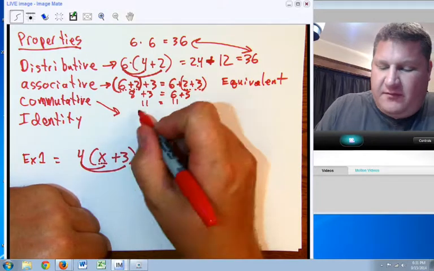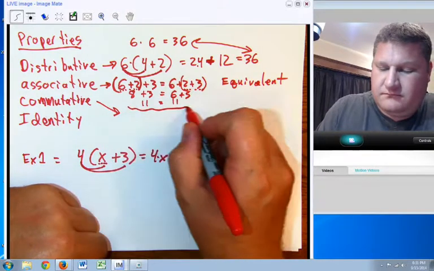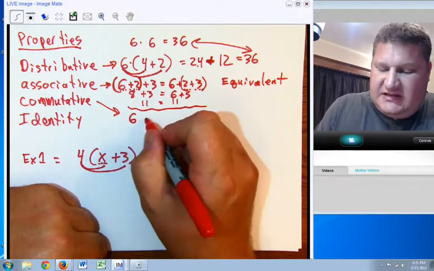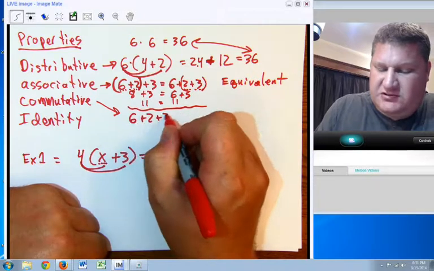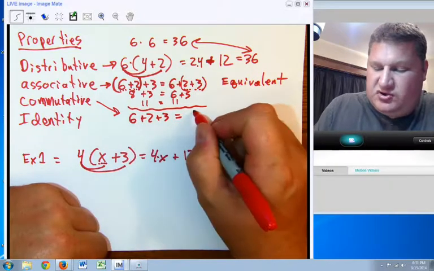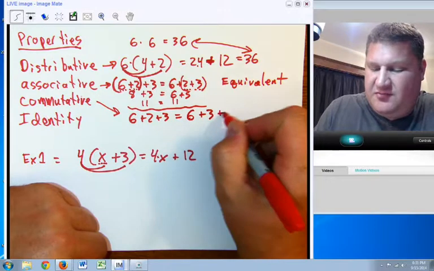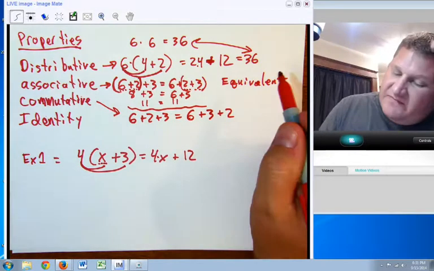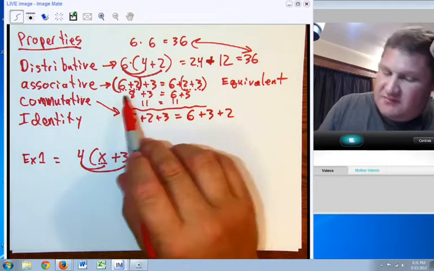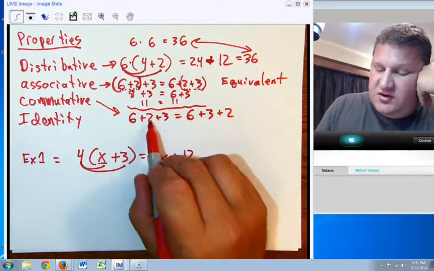Commutative property says 6 plus 2 plus 3 equals 6 plus 3 plus 2. Now you'll notice it's not the parentheses that moved around. The numbers themselves actually move.